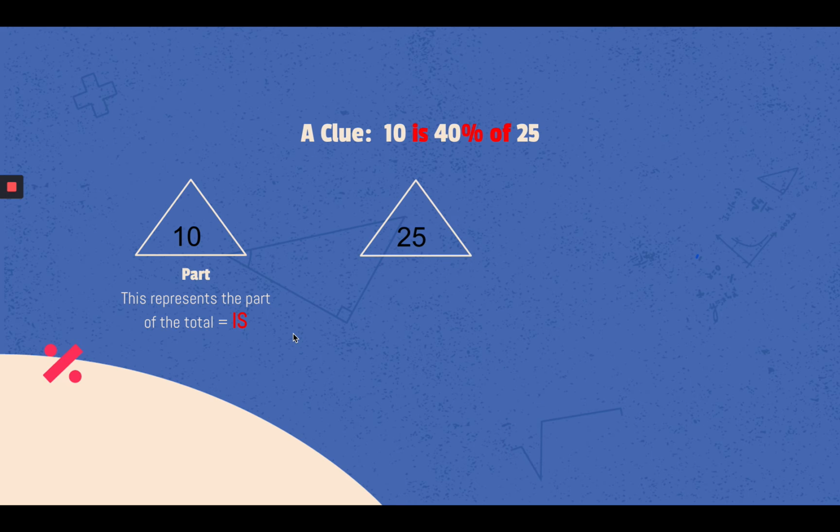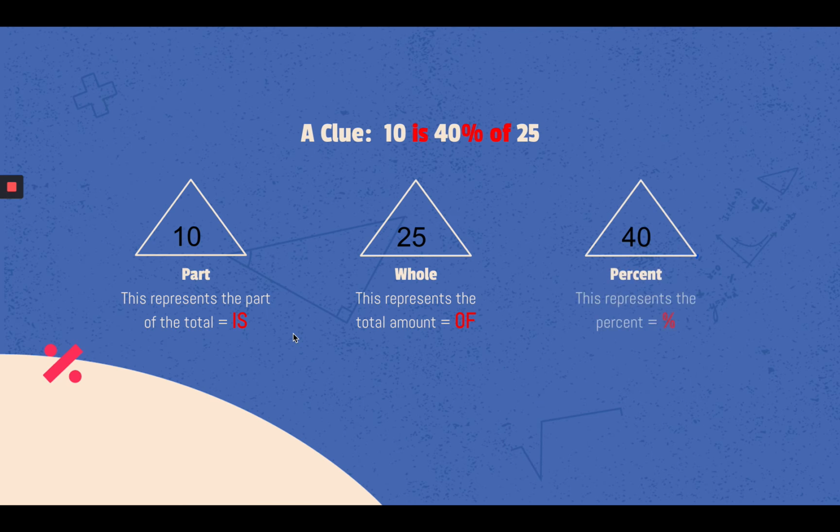25, which is the whole, typically has the word of next to it. This is just for short questions. And 40, which is the percent, has a percent symbol. So I'm going to refer to the is and of today. Is usually refers to part, and of refers to the whole amount.